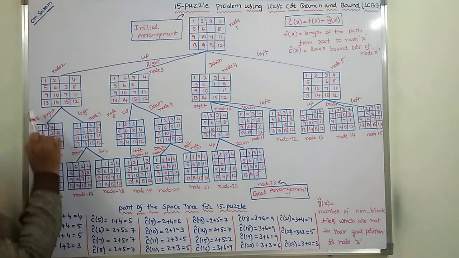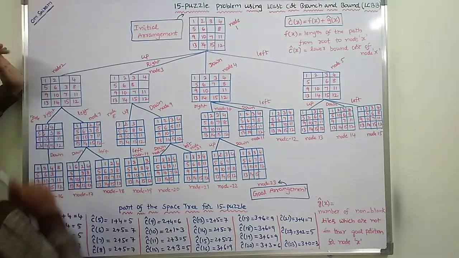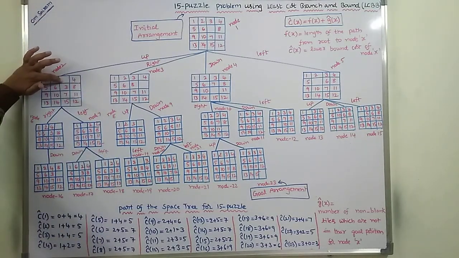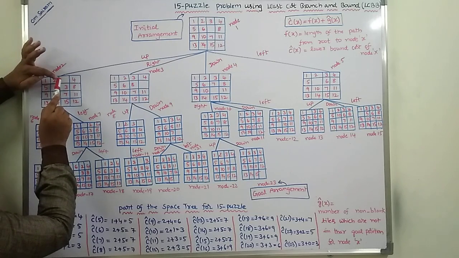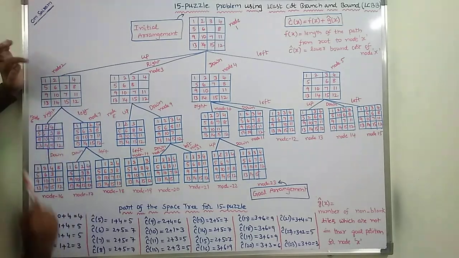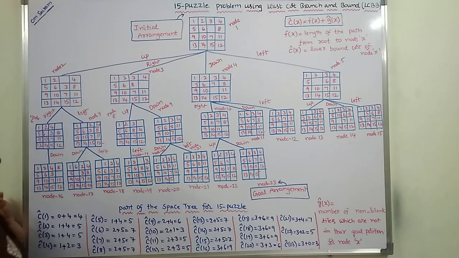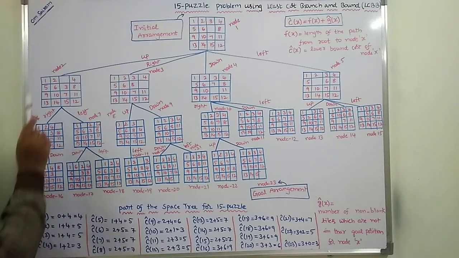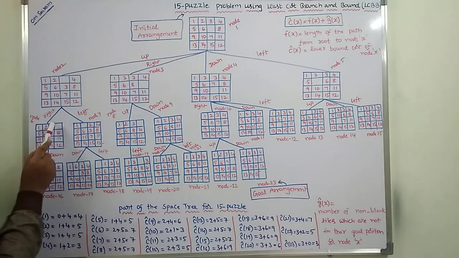Now consider node 2. Here the empty tile can be moved to the left or right direction. There is no possibility of moving up. Suppose it is moved down, we get the same node 1, so the down move cannot be used. Only left and right moves can be used. Taking the right move, 4 moves to this place and the empty tile moves to this place. This is the outcome we are getting.